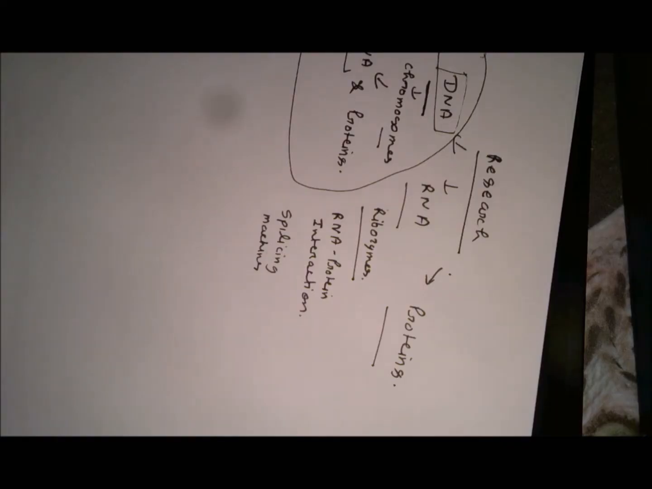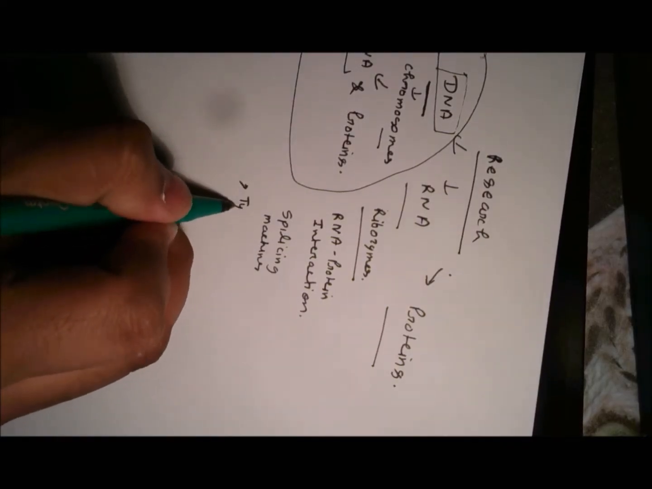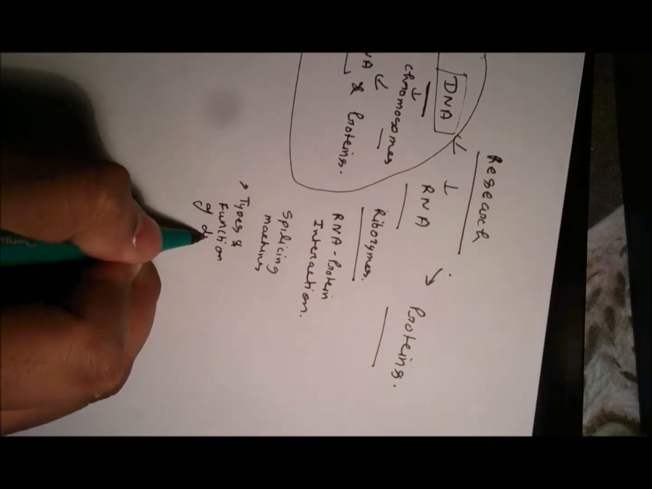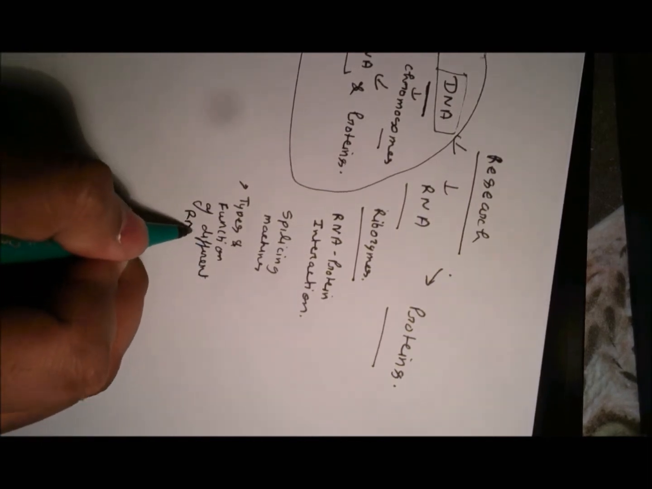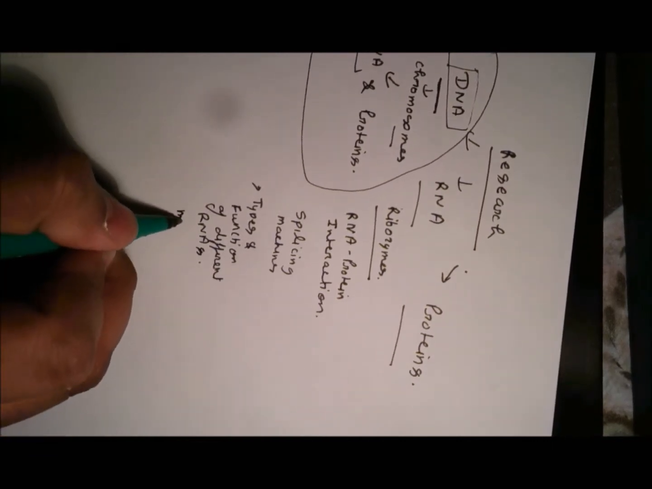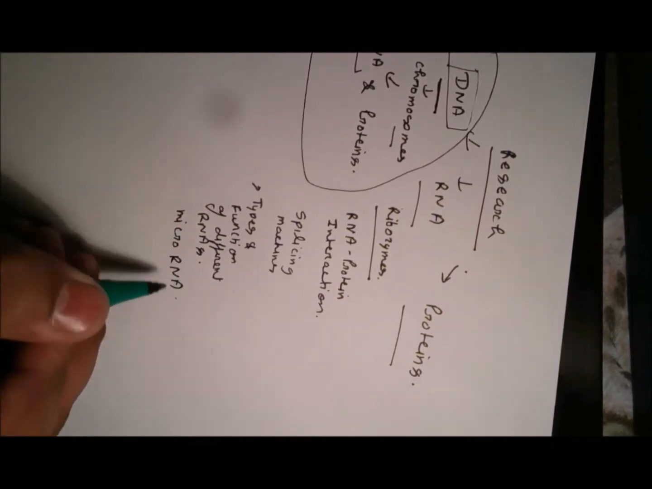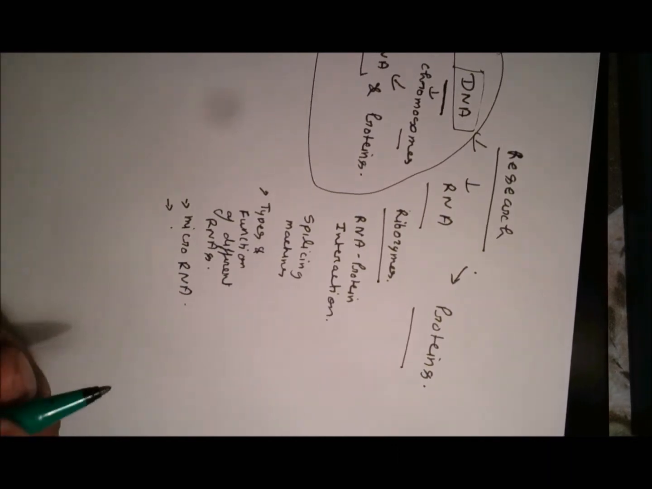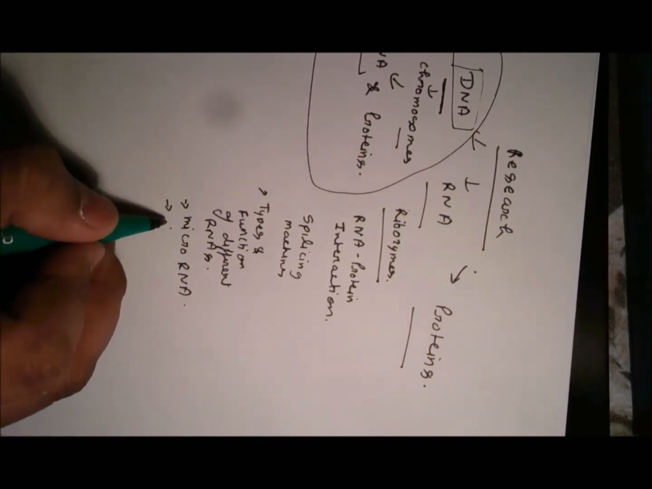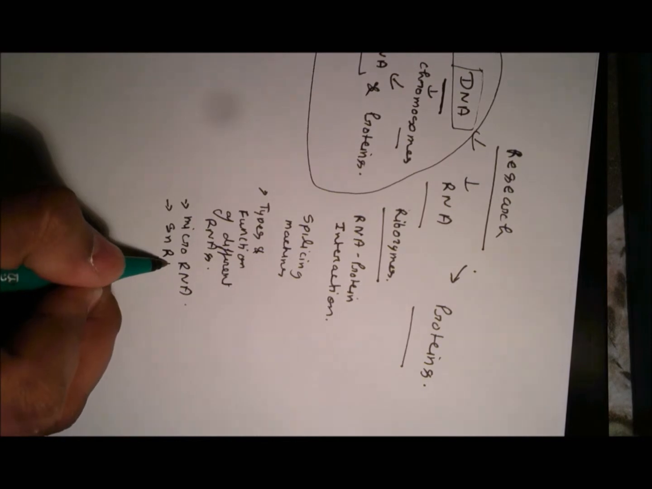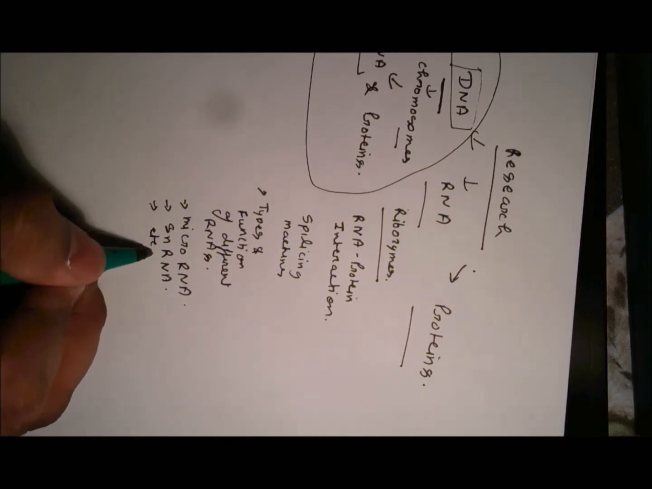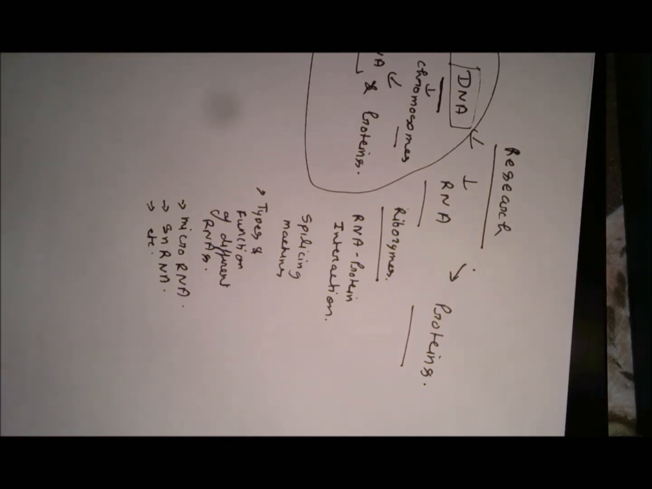So these are the things which you will study in RNA, and the third and fourth category is the types and function of different RNA, like microRNA and small nuclear RNA, and several other types you will definitely find in one of our articles. So these are the things which you can study in the field of RNA.